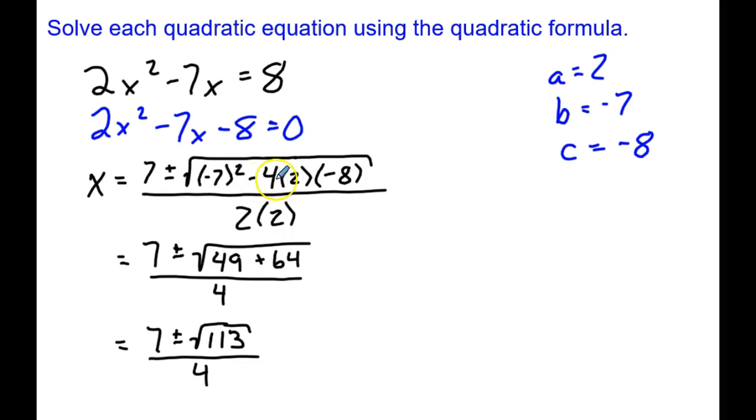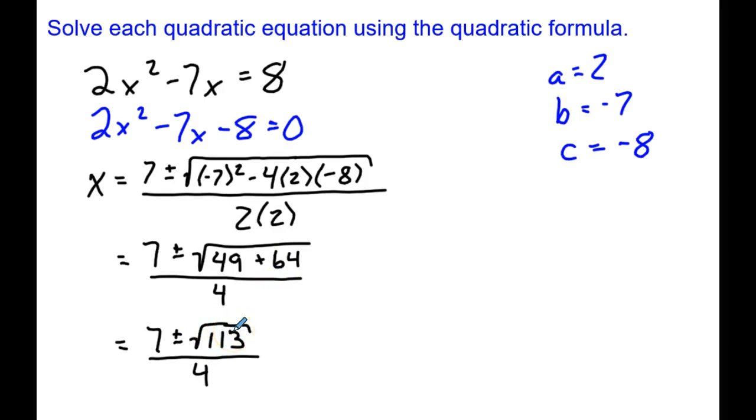And then we have minus 4 times a, which is 2, times c, which is negative 8, all divided by 2 times our a value of 2. So simplifying that, we said 7 squared is 49, negative 4 times 2 is negative 8, negative 8 times negative 8 is positive 64. We have 49 plus 64, which is 113.